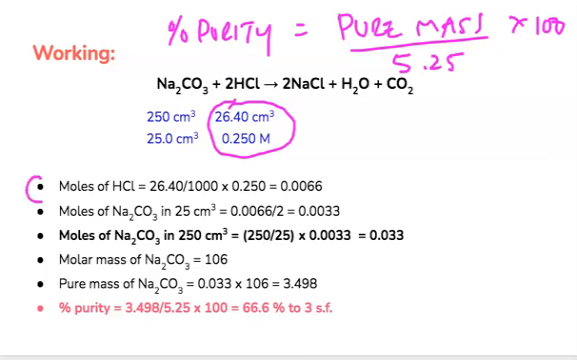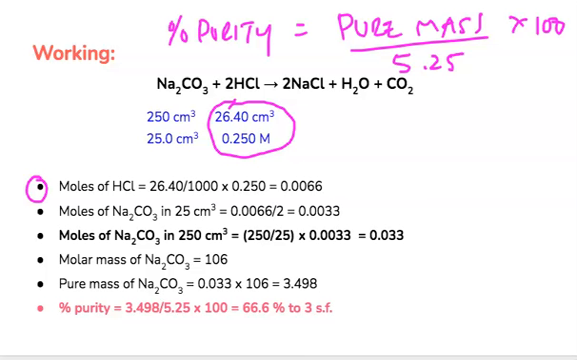So first of all, we work out the moles of HCl by doing the concentration times the volume. Now you'll see here I've done 26.40 divided by 1,000, which is to get that volume from centimetres cubed to decimetres cubed. So don't forget, whenever you're doing concentration times volume, it needs to be volume in decimetres cubed. Okay, and that gives us the number of moles of HCl, which is 0.0066 moles.